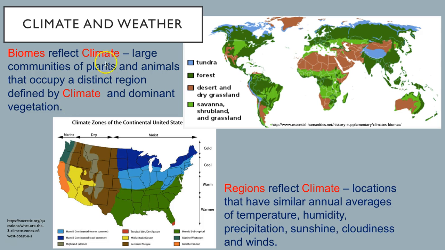As I just mentioned, biomes reflect climate. Recall that biomes are large communities of plants and animals that occupy a distinct region defined by climate and dominant vegetation. Regions reflecting climate are locations that have similar annual averages of temperature, humidity, precipitation, sunshine, cloudiness, and winds.